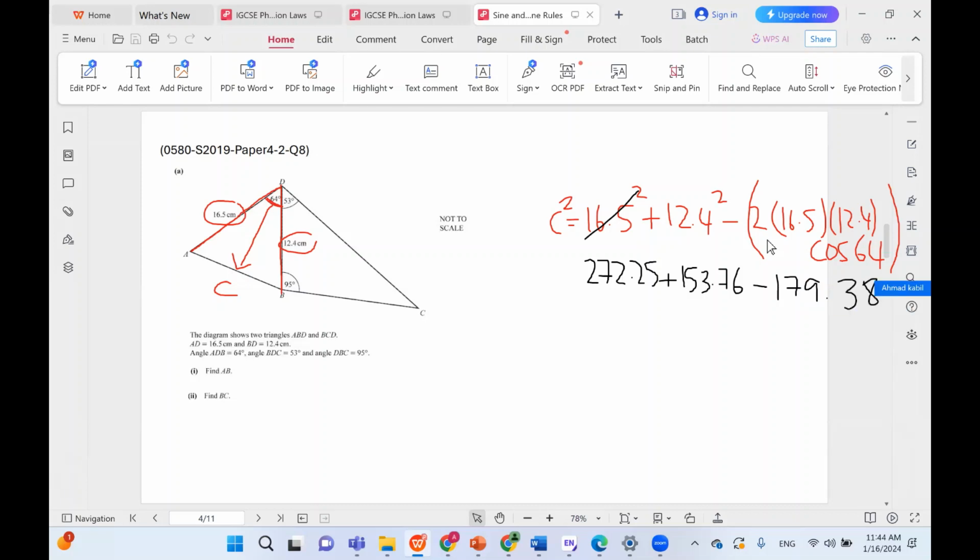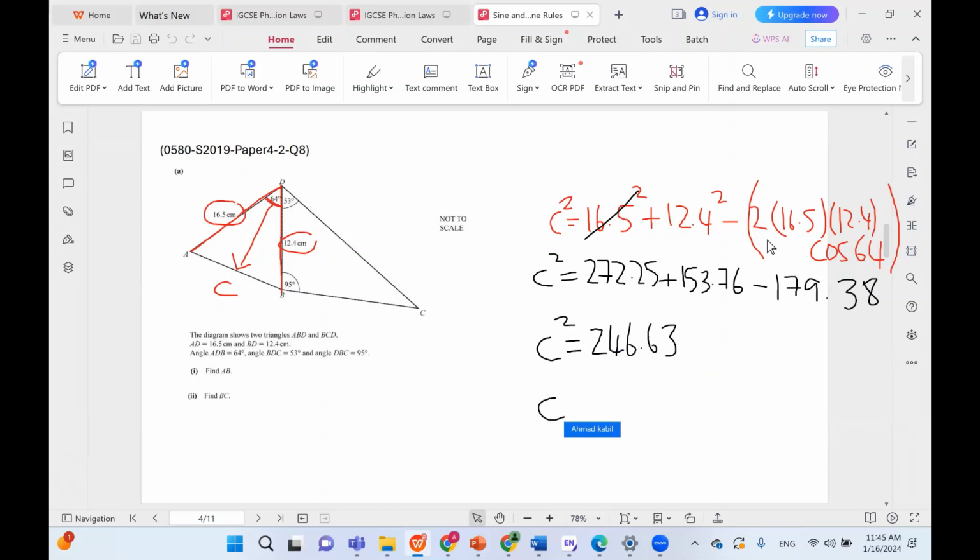Next, you evaluate these three terms. Of course, we have here c squared equals these three terms. So now c squared equals, and we write on the calculator 272.25 plus 153.76 minus 179.38, and you get 246.63.